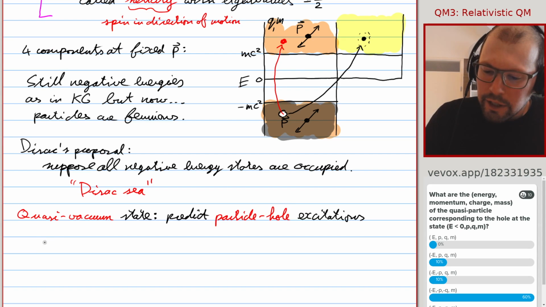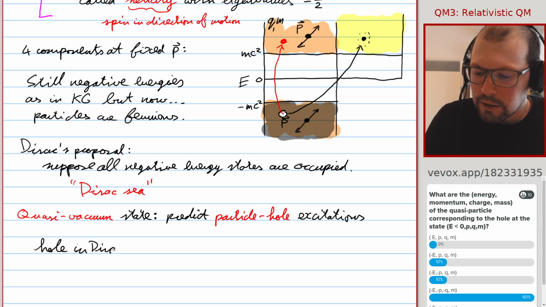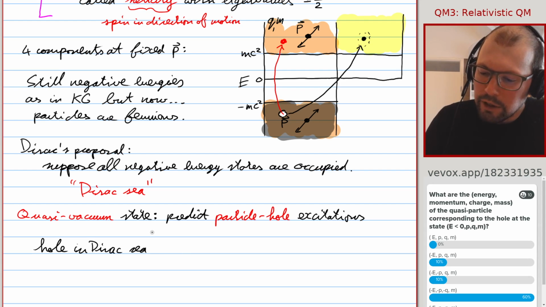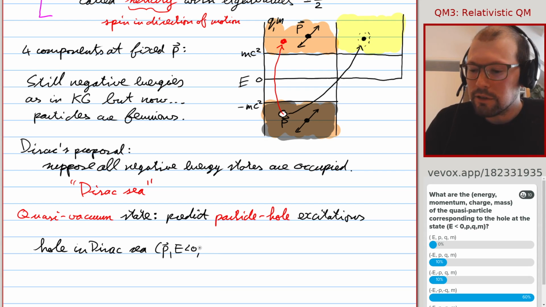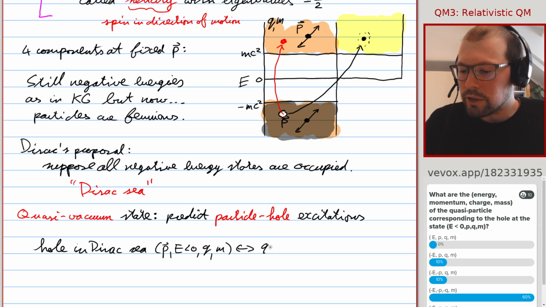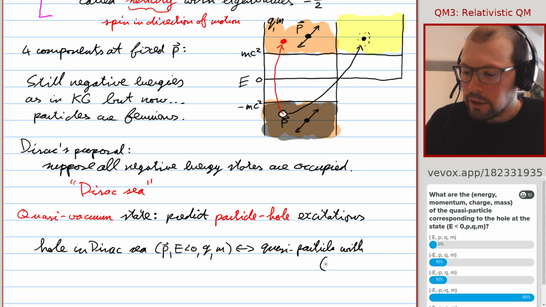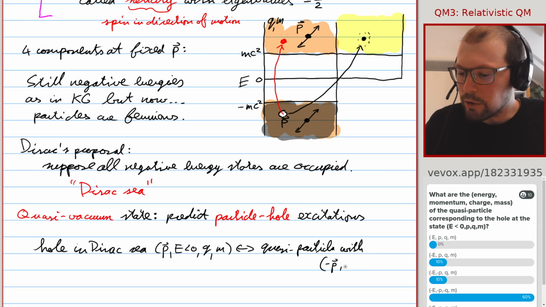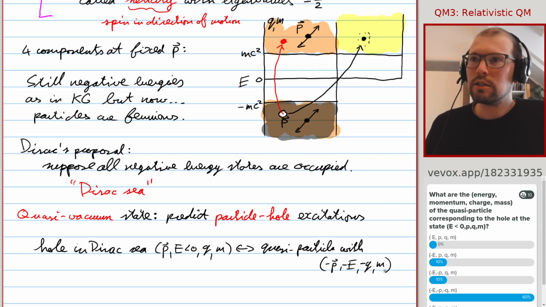Yes, so let me write this down. A hole in the Dirac Sea with momentum P, energy E negative, and mass M really corresponds to a quasi-particle with the opposite momentum, the opposite energy, opposite charge, and the same mass.